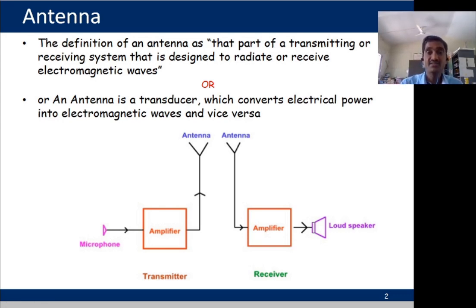That means the antenna is a transducer, or the element which converts the electric signal or the RF signal into electromagnetic waves, or it can convert electromagnetic waves into the electric signal.